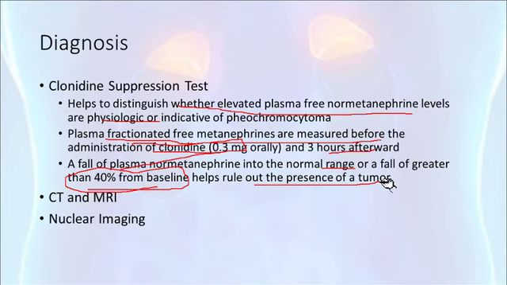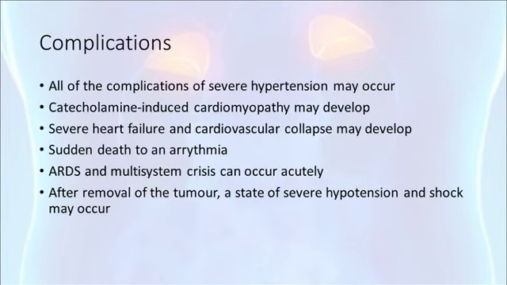However, both CT and MRI are not sensitive for detecting recurrent tumors, metastases, and of course extra-adrenal paragangliomas, which may also lead to pheochromocytoma type symptoms. Nuclear imaging, using a form of iodine scans, can localize tumors with a 94% sensitivity and a 92% specificity as well.